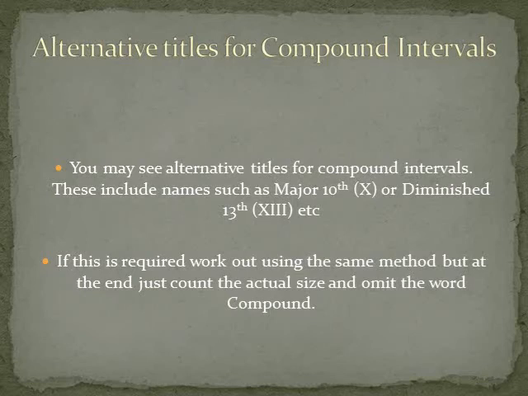Sometimes you'll see alternative titles for compound intervals. It might include names such as a 10th or a 13th, etc. If this is required, work it out using exactly the same method, but at the end, instead of using the word compound, just count how many spaces there are between the notes, i.e. if it's going, say, from C to D outside the octave, that'll be 9. If it's going to the E, that'll be 10, etc., etc.